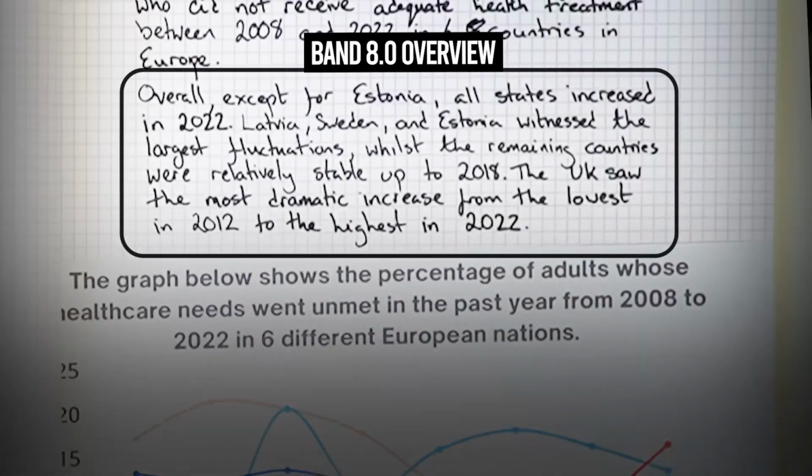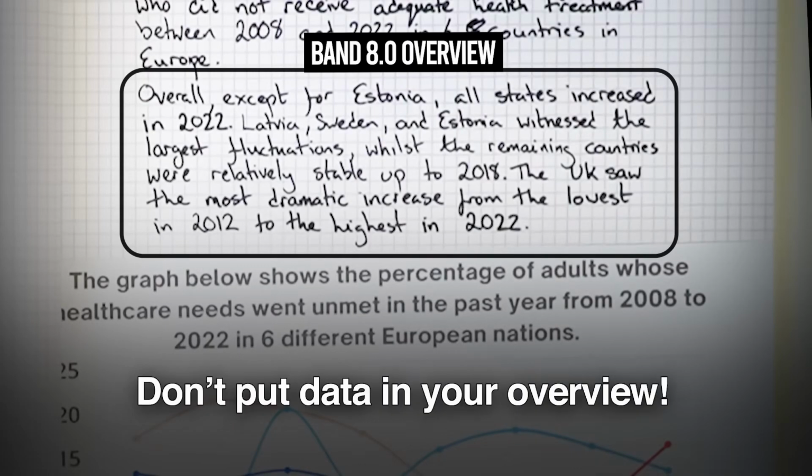And a key point is, if we have a look at the overview here, what can you see that is not here? Well, there's no data. We do not put data in our overview. We put data in our data paragraphs that we're going to write about next. Remember, the overview is talking about data overall, and the data paragraphs is where we go into detail.